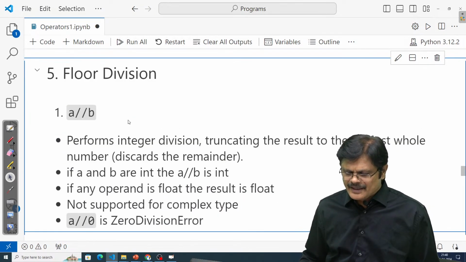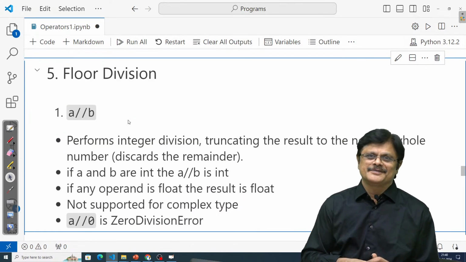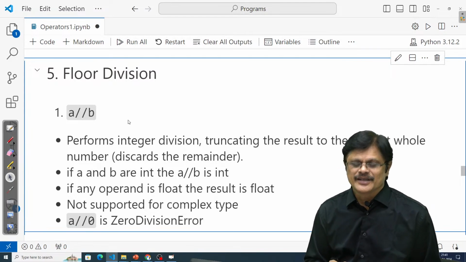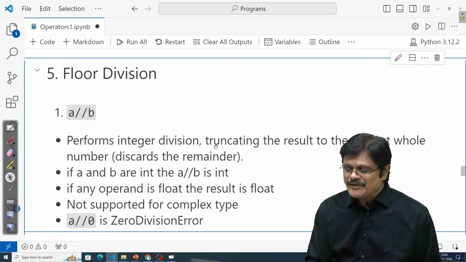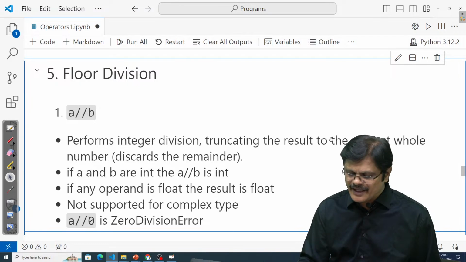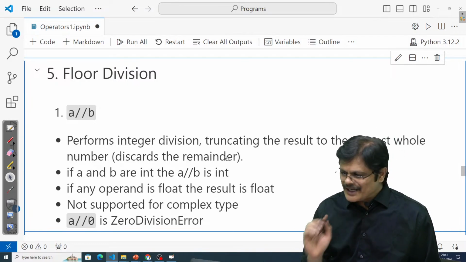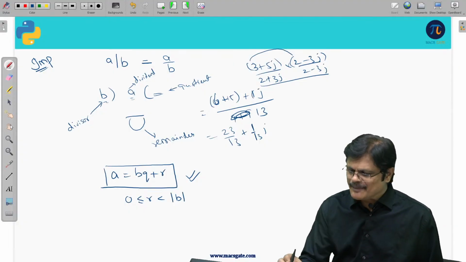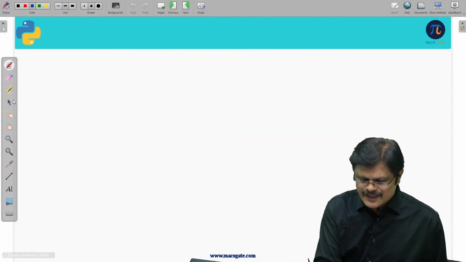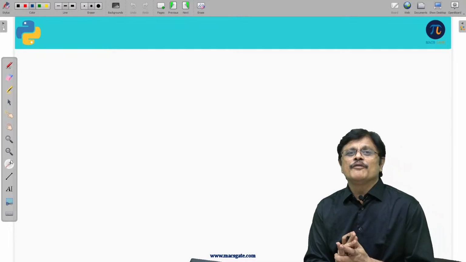Okay. Next comes floor division. The next one is floor division. It performs integer division, truncating the result to the nearest whole number and discarding the remainder. Let us try to understand this with examples first of all. Let me explain what floor division is.